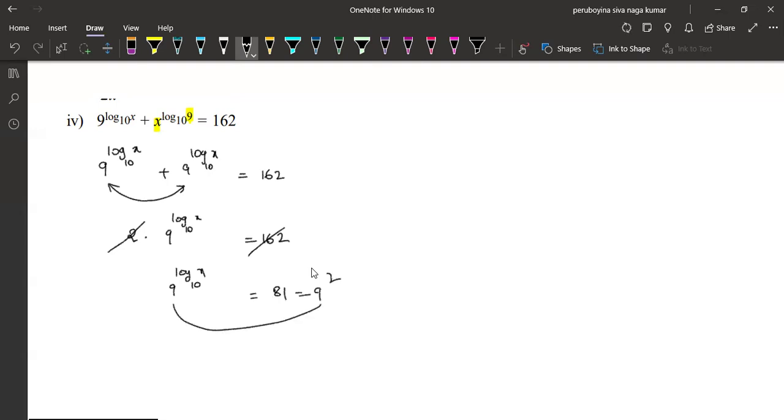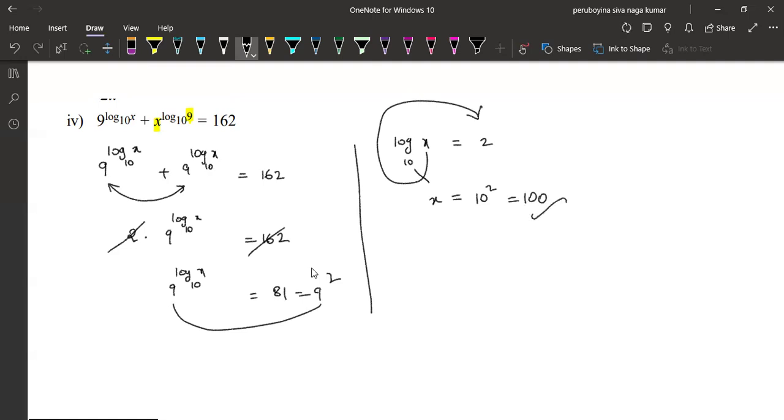And on both sides, if you see, the bases are same, so the powers are same. So the power on the left side, log x base 10, is equal to the power on the right side, which is 2. You can use the Scorpion technique. So x is equal to, follow the tail, 10 power 2. 10 power 2, of course, it is 100. So therefore, 100 is the answer of this question.